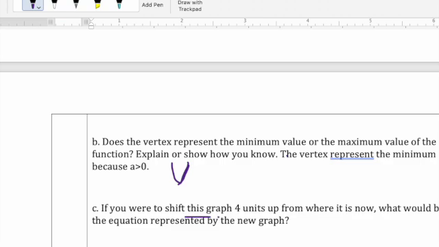If you were to shift the graph 4 units up from where it is now, what would be the equation represented by the new graph? So 4 units up, right? You would keep your (x minus 2) squared. So you have 5 here, negative 5, right? 4 units up is plus 4, because remember, right, this is up and down. So our answer would be (x minus 2) squared.